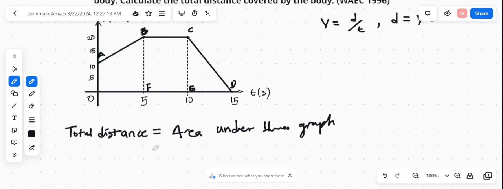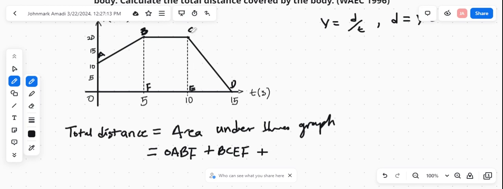OABF. So the distance now equals the area of what? Trapezium. Area of OABF, plus the next area here. The next area here looks like a square. The next area here is BCEF. Area of BCEF, plus. And the last shape we have here is a triangle.